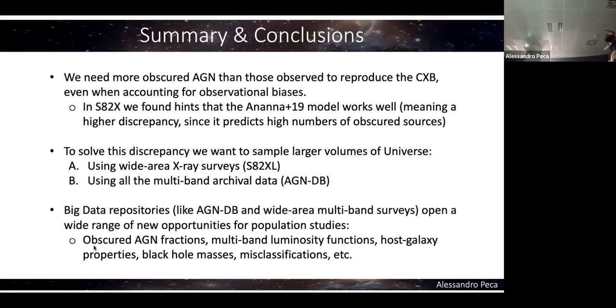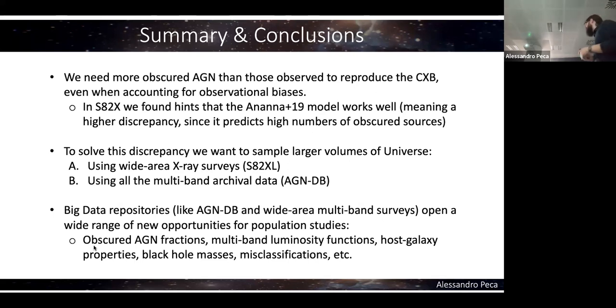This is my summary. So I showed you how we have a discrepancy between observations and models. We want to solve the discrepancies. In particular, in STRIPE82X, we found out, I didn't have the time to show it to you, that the Ananna 19 model, which is the one that predicts more obscuration than the other models, is the one that fits well with our data. So the one that works better, meaning that this discrepancy can be even higher than previously thought. We are trying to solve all these issues by using two different solutions, wide area X-ray surveys, but also we don't want to limit our study to X-ray, so we want to include all the possible information, and this is why we built the AGN database.